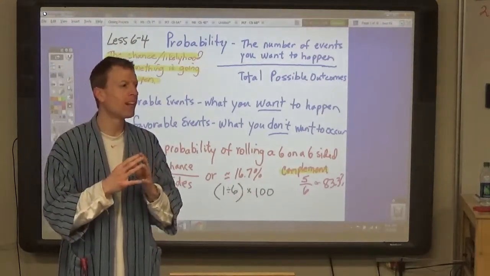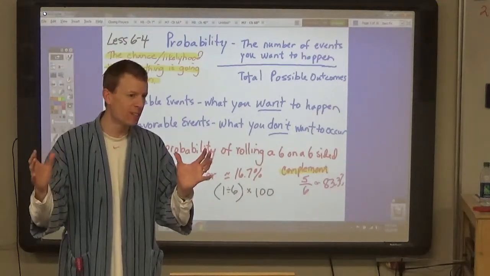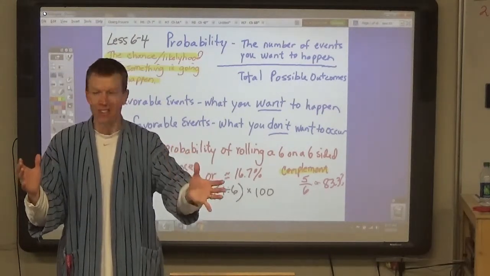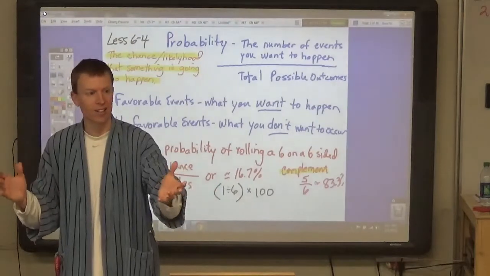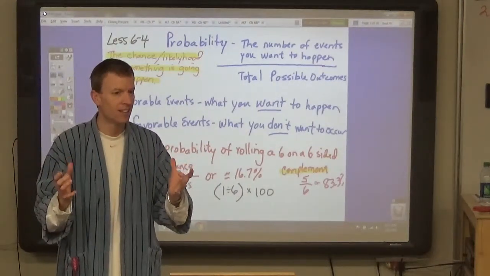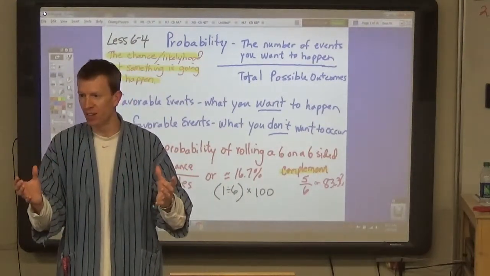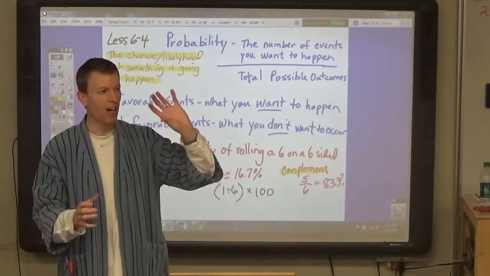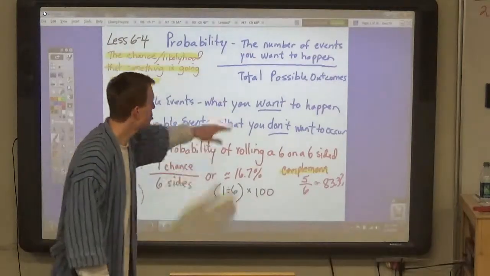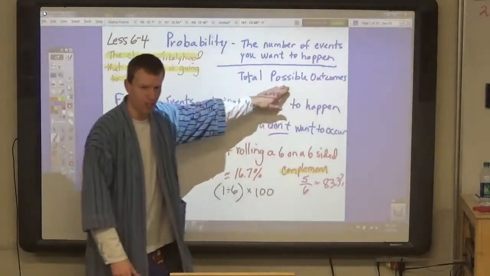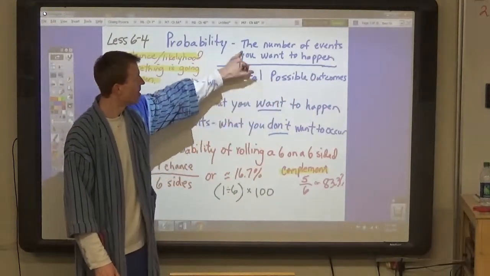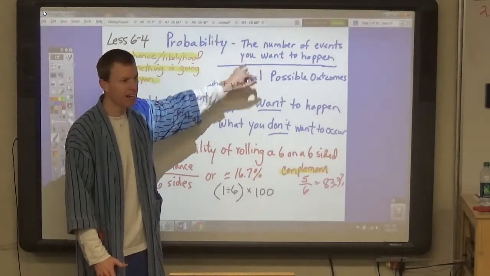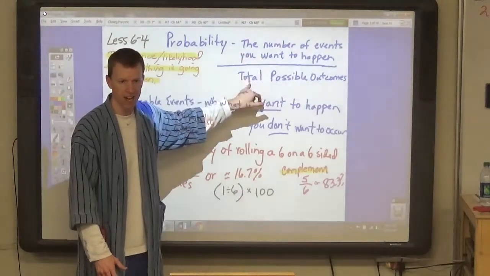What does a 100% chance mean? That no matter what, it's going to happen. It's certain to happen. Okay? That means that out of 9 chances, or the total possible outcomes, the number of events is certain to happen. So it is 10 out of 10, 9 out of 9.